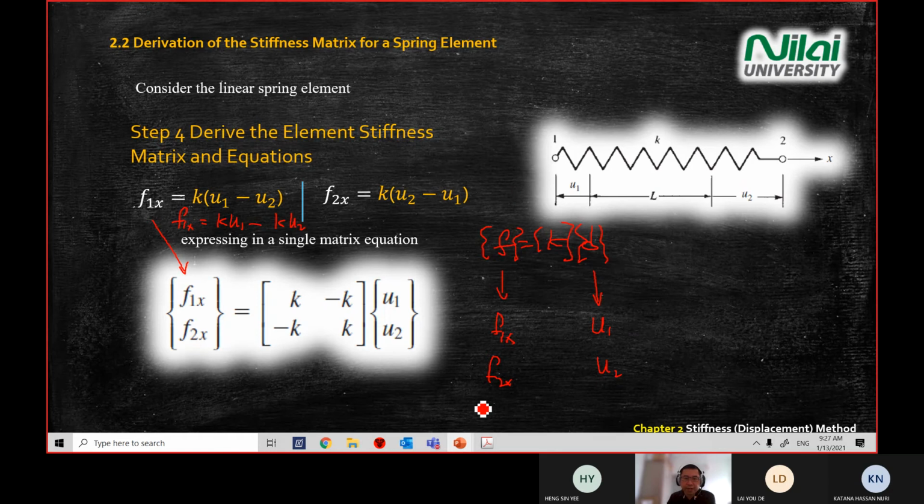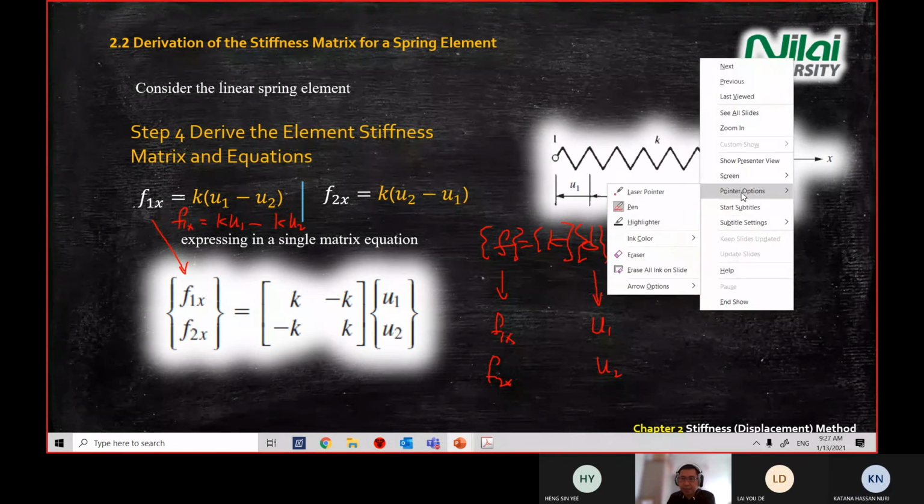Any questions so far for F and for your force and displacement? Any question, Lai or Katana? Nope. Okay, so far clear.